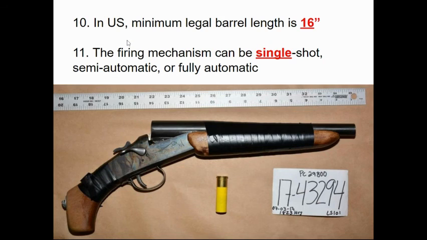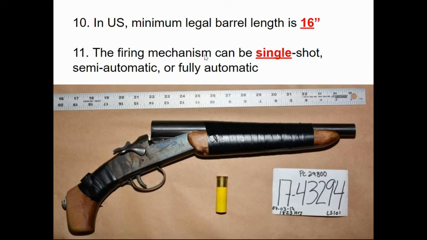So, barrel lengths for guns. In the US, the minimum legal length is 16 inches, especially when you're talking about a long gun. So we'll talk about legality more at a later time.